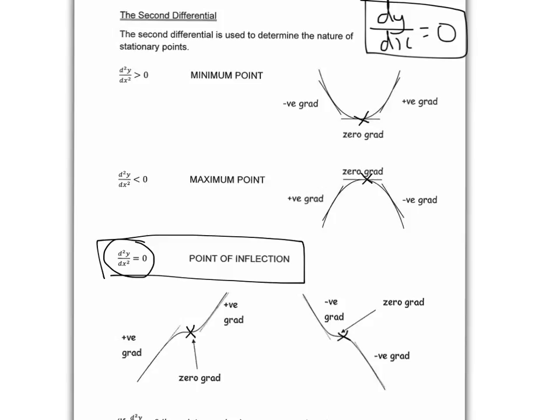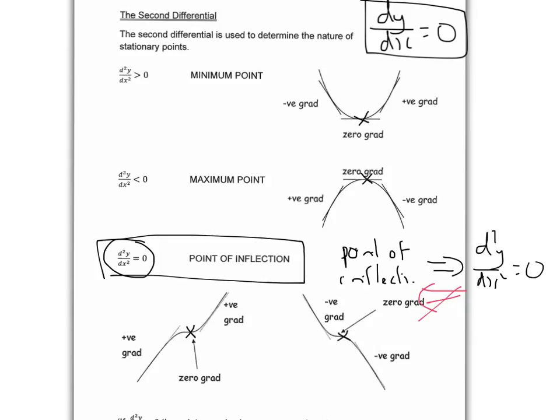Using some fancy kind of words, if you have a point of inflection, then that means for definite that the second derivative is 0. But that does not go the other way. It's not true that if d²y/dx² is 0 that you're talking about a point of inflection. If d²y/dx² is 0, you could be talking about a maximum, a minimum, or a point of inflection. We'll investigate that more in a second.